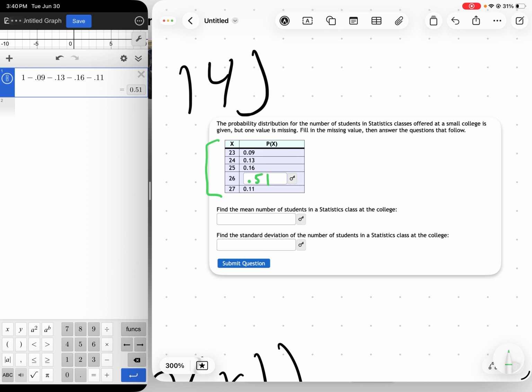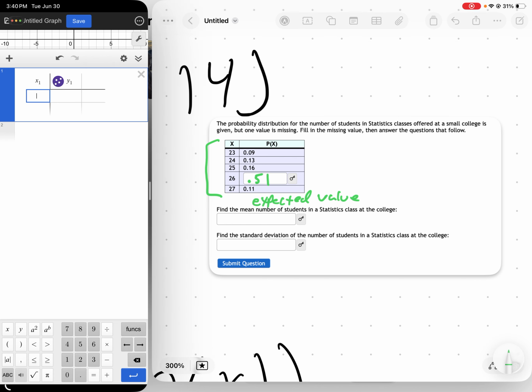So now we want to find the mean or expected value. How many students should we expect to have in a stats class at the college? And then we'll figure out the standard deviation. So I'm going to come up here and add a table. In my X column, I'm going to put in all of the possible numbers that X could be, the number of students in the stats class. And then in Y, I'm going to put the chance of that number happening, that many students being in a class.